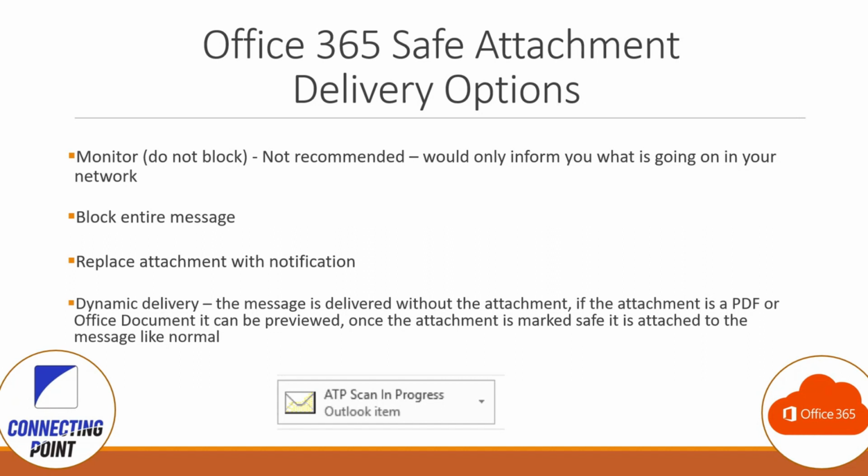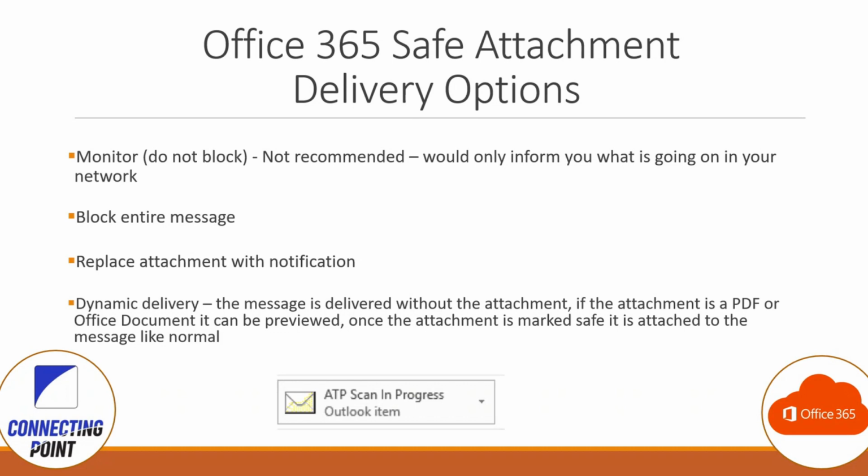So going into the Safe Attachment delivery options, these are the options that you can choose. You can set it up to monitor, which doesn't block anything. This would inform you what's going on with your network. You can set it to block the entire message. You can set it to replace the attachment with a notification. Or the one that we recommend is dynamic delivery. The message is delivered without the attachment, and if the attachment is a PDF or an Office document, it can be previewed. Once the attachment is marked safe, it is attached to the message like normal.